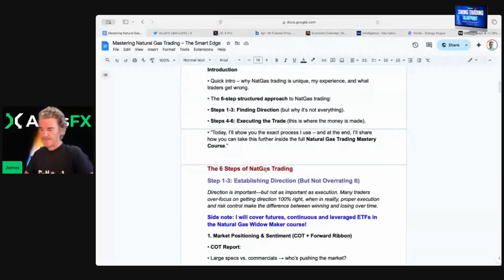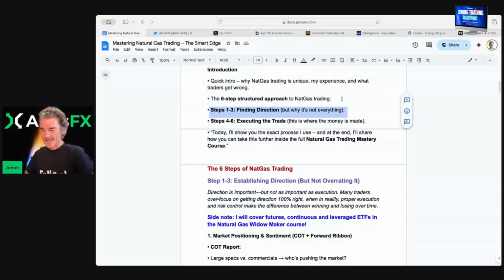So here's a quick intro. Why natural gas is unique, my experience, and what traders get wrong. So it's a 6-step structured approach to natural gas trading. And the first 3 steps are about finding direction. But why? It's not everything. So we want to try and get some sort of sense or idea of whether we should be going long or going short. That's as simple as that. But it's not the most important thing, as I mentioned earlier, but we do want to try and find it at least.